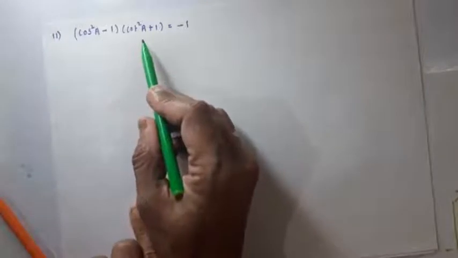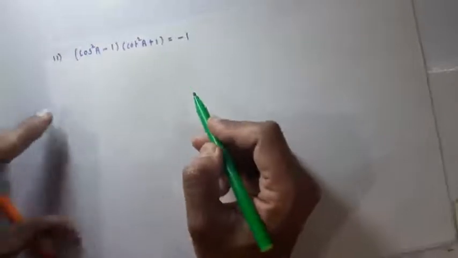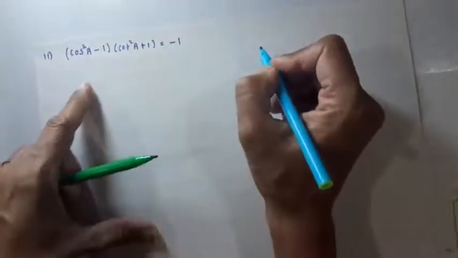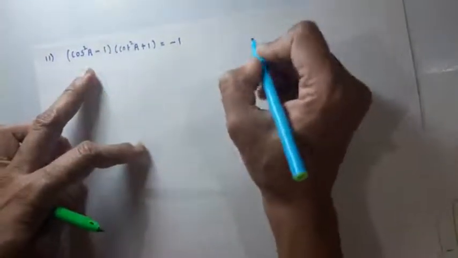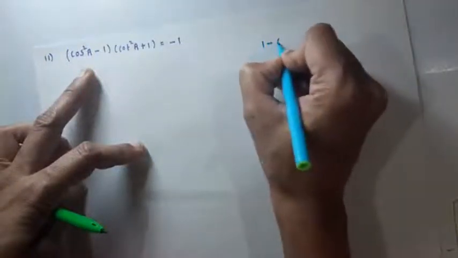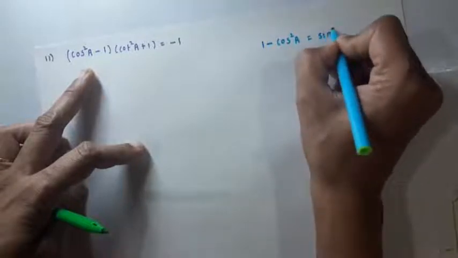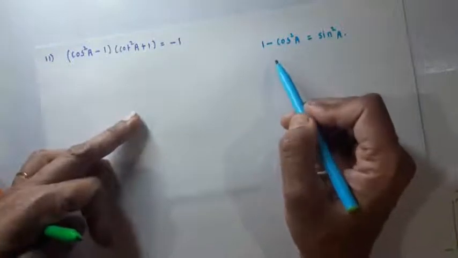Now let us prove another: cos square A minus 1 into cot square A plus 1 equals 1. We know the trigonometric identity that cos square A minus 1 we can write as 1 minus cos square A equals sine square A, by using the basic trigonometric identity, sine square A plus cos square A equals 1.